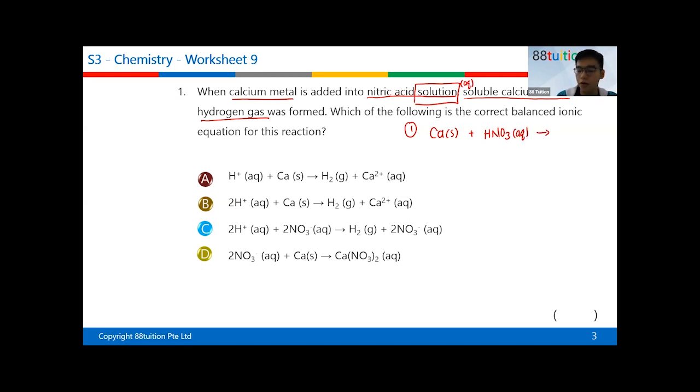To go and form your soluble calcium nitrate. So calcium nitrate, also go and familiarize yourself how to derive the formula, Ca2+ and NO3-. So you cross the charges and then form the formula. Soluble means it is also going to be aqueous state, and then plus hydrogen gas, which is H2. So over here, we just need to do our balancing. Calcium is balanced. NO3, I need 2, so I'll put 2 here. Hydrogen, I have 2. Nitrogen, I have 2. Oxygen, I have 6. So this is the balanced chemical equation.